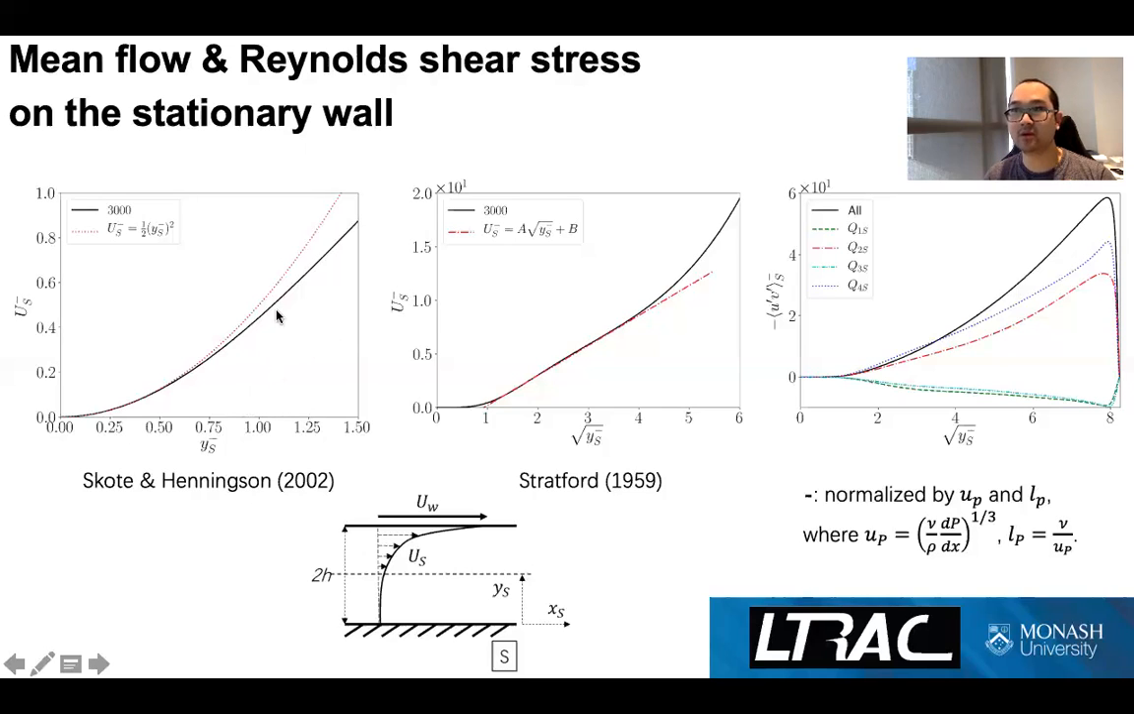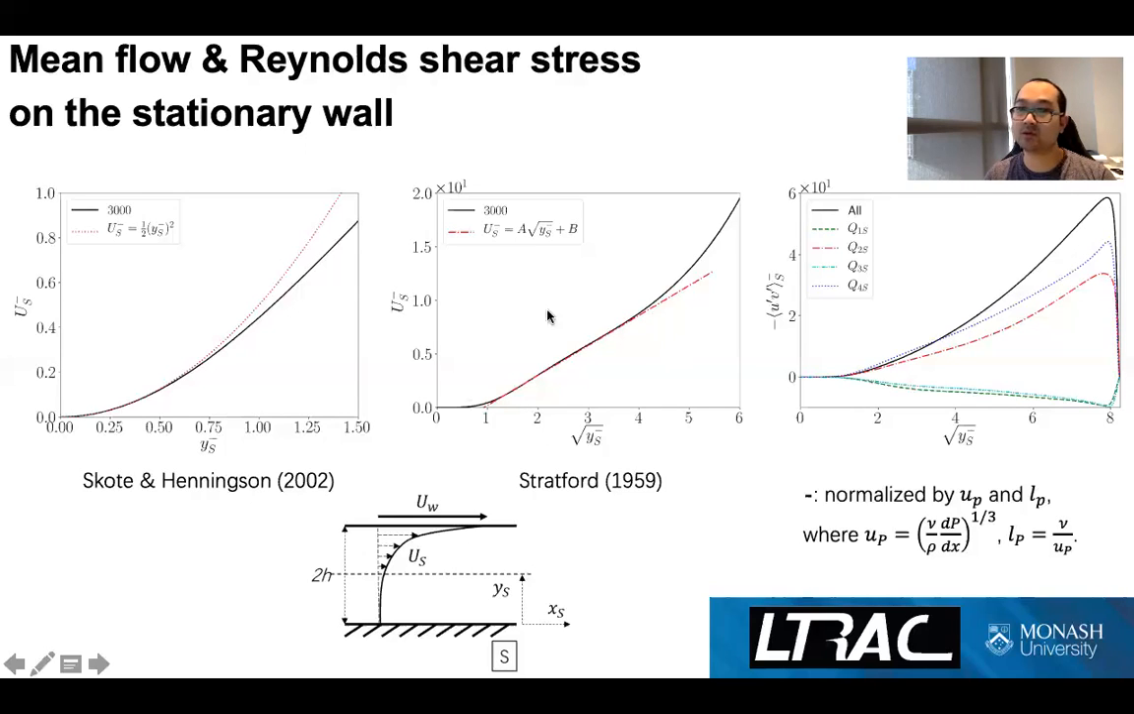On the stationary wall, U tau approaches zero. So in this situation, friction viscous scales are no longer applicable. So we use the pressure viscous scales for normalization, which are defined here. In the left two figures, we can see the mean streamwise velocity profile on the stationary wall follows two scaling laws. One is the quadratic law proposed by Stokes and Henningsen, and the other scaling law is the square root law proposed by Stratford. These two scaling laws were proposed based on the assumption that the gradient of the wall shear stress is balanced by the pressure gradient.